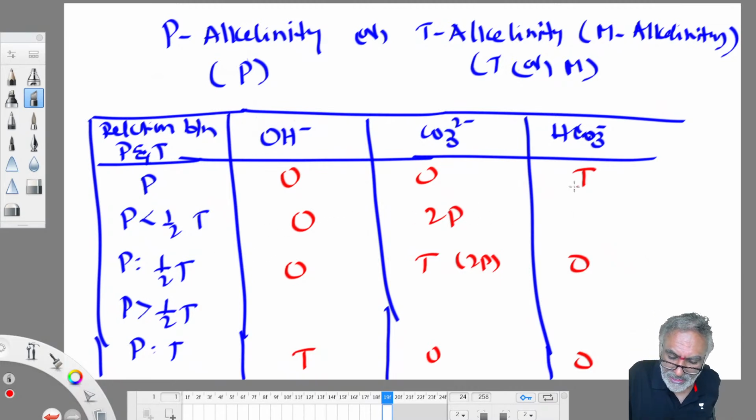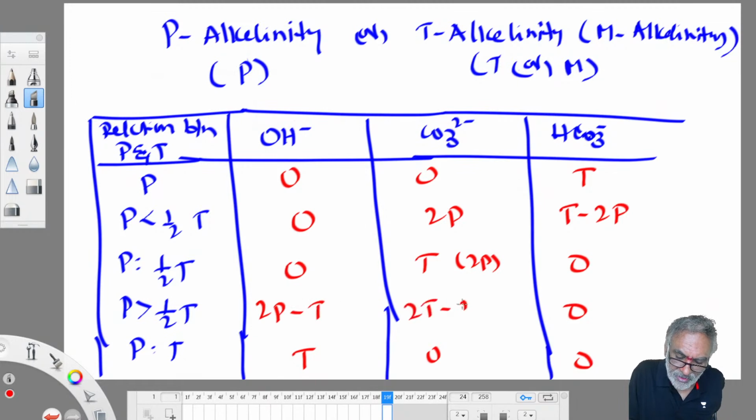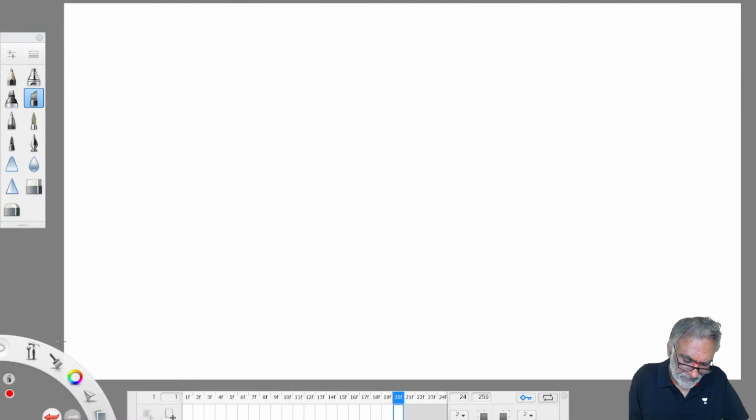To get this value T, I need to add T and subtract 2P, so 2P minus T. Then this is also 0, these two columns you have to fill. Bring this and reverse it. This is 2P minus T. Then to get a T value, I subtract 2P here, minus 2P plus 2P cancel out, 2T minus T is T. So if you sum up horizontally, it is T only, it can't be more than T. Understood? This table you have to remember to work it out. Right. That's alkalinity.